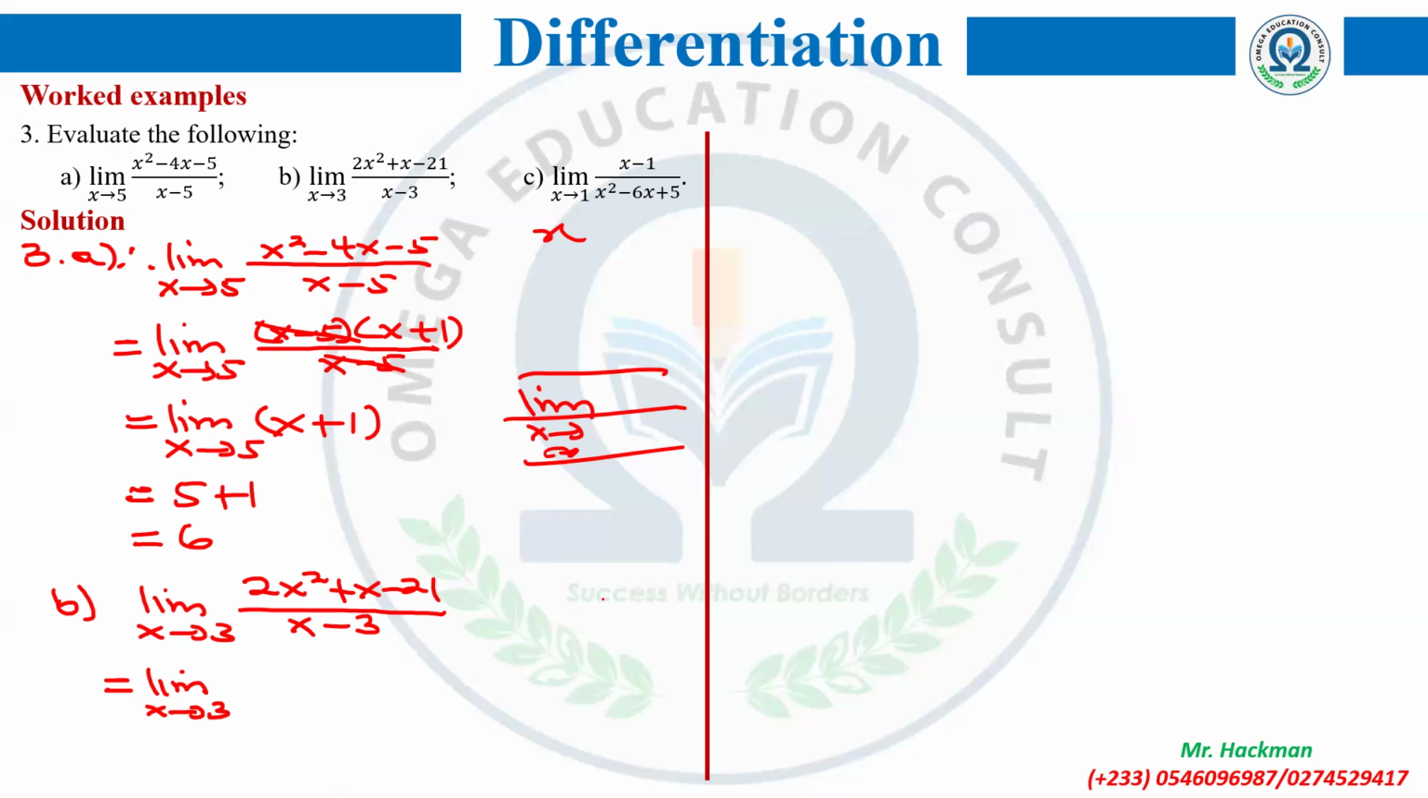So I will take it out and do my factorization. This is where I do my rough work. So I'm going to have 2x squared plus x minus 21. So you multiply 2 and minus 21. What would that give us?